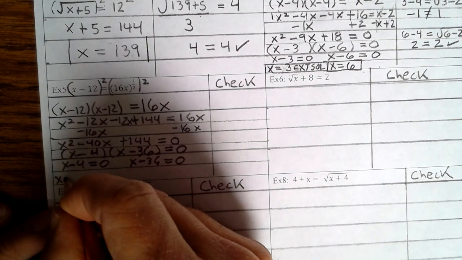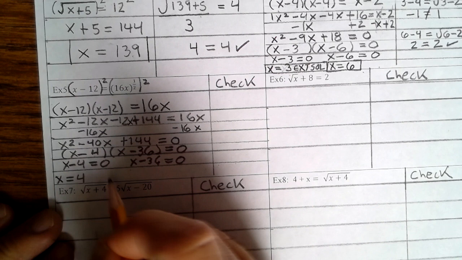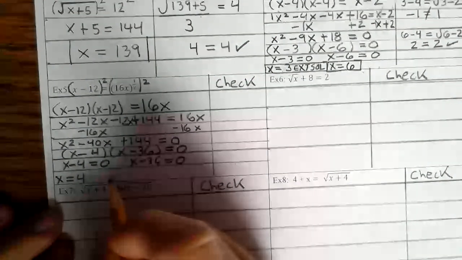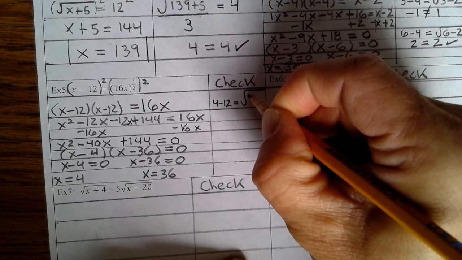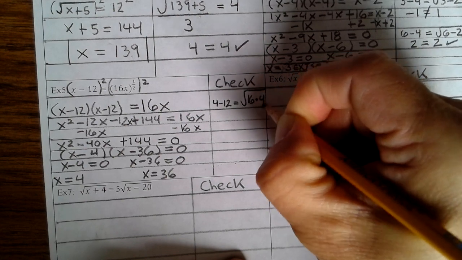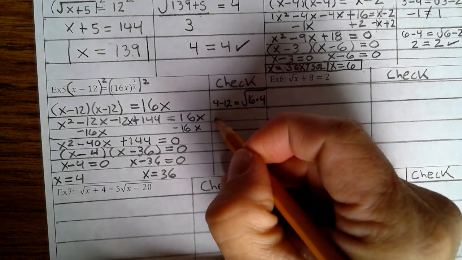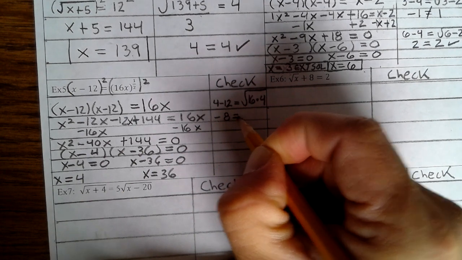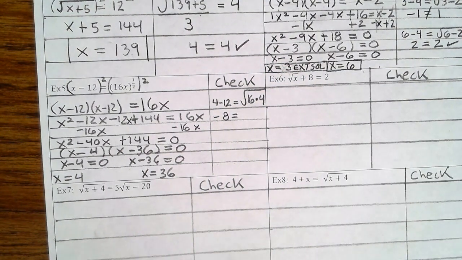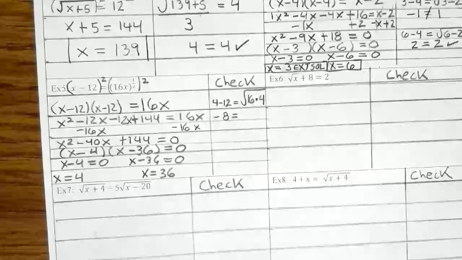So now let's check. 4 minus 12 equals, and I can change this to the square root of 16 times 4. Well, 4 minus 12 is negative 8. And then the square root of 16 times 4 is 8. Negative 8 does not equal 8, so this is an extraneous solution.